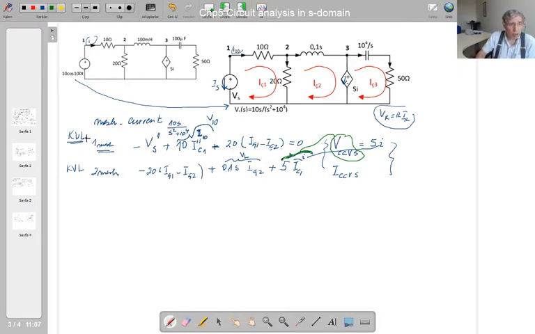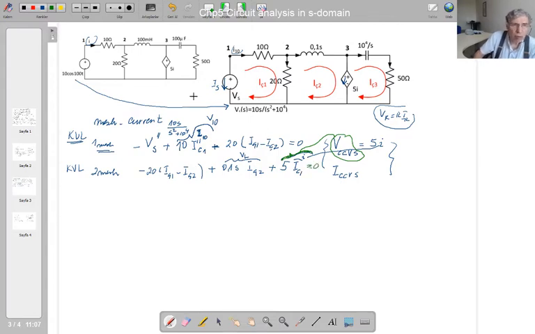So what we wrote here, the Kirchhoff voltage law equation: voltage of this element, this voltage of this element, this voltage of this element. So this is the second mesh equation, equal to 0.